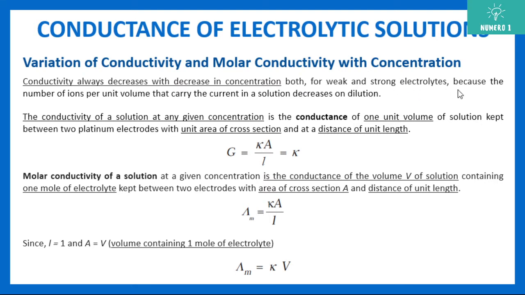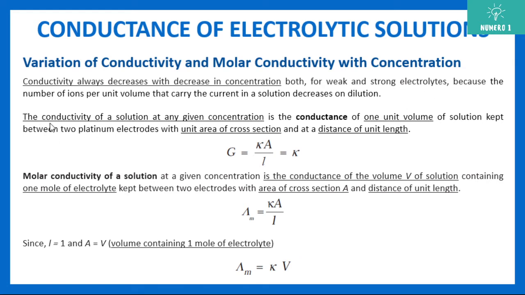Now, why is this happening? This is happening because the number of ions per unit volume that carry the current in the solution decreases on dilution. Basically, when you decrease the concentration, ions are the ones actually providing conductivity. So if you decrease the number of ions per unit volume, you are decreasing the conductivity. Hence conductivity always decreases with decrease in concentration for both weak and strong electrolytes.